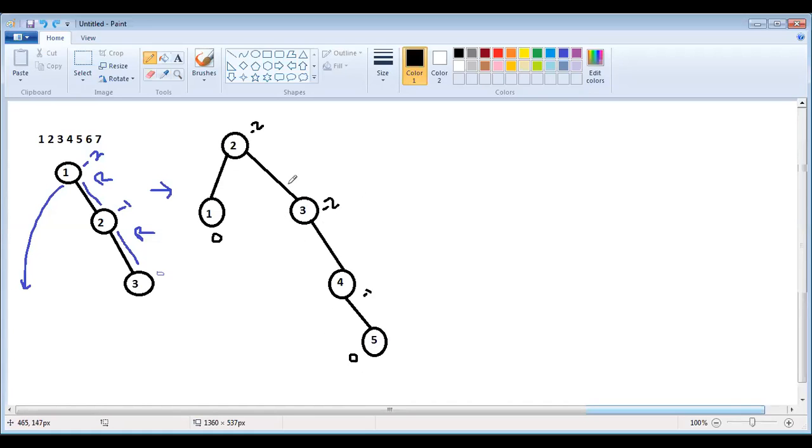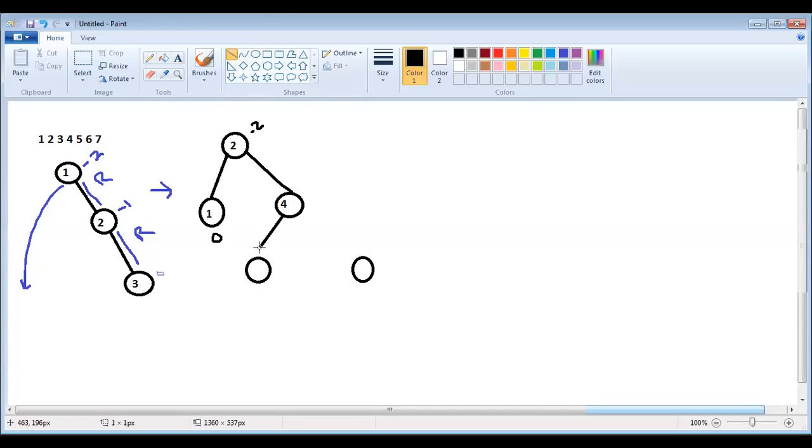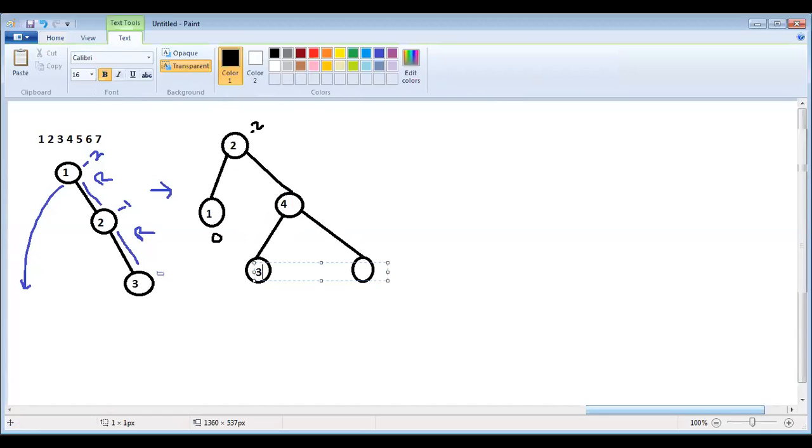Ma'am, can I redo it here itself? Yes, fine. You just keep in mind which one will come there, which one will come left. 3 will be in root? No, 4 will be the root. 4 will come here, and then the left node will be 3 and the right will be 5. So 3 will come here, and 5 will go here.